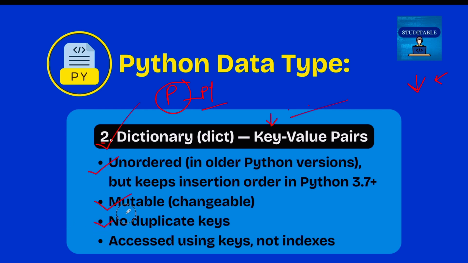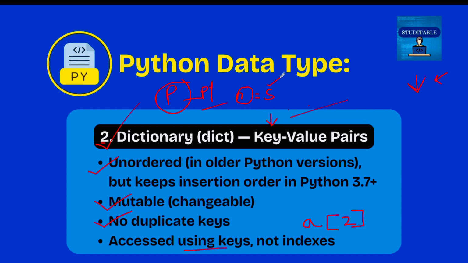But here no duplicate keys are allowed. In a list you can enter duplicate values, but here you cannot enter duplicate keys. And here the values are accessed using keys and not index, unlike a list where we use the index of the values that we wish to access, from the index 2, or the index 1 or 0. In a list we use the index value, but here we access using keys. Whatever key that we have entered, let's say the key is name and the value is Swati, then using the key we can access the value and not using index.